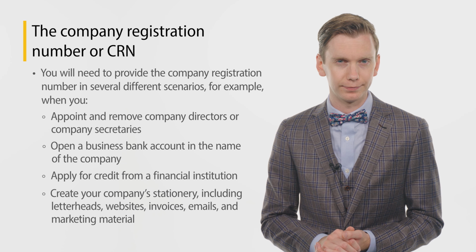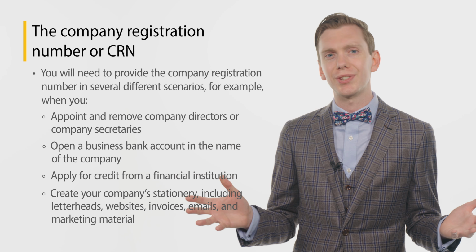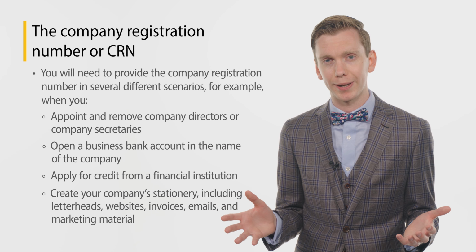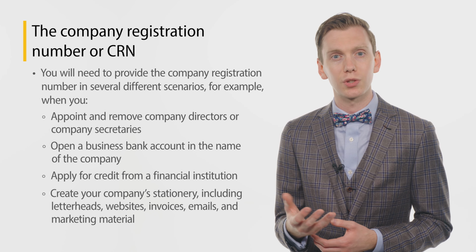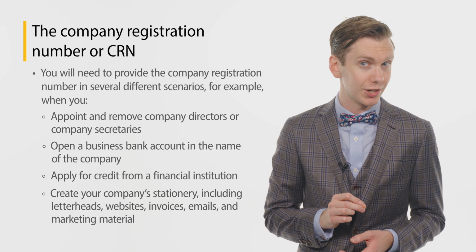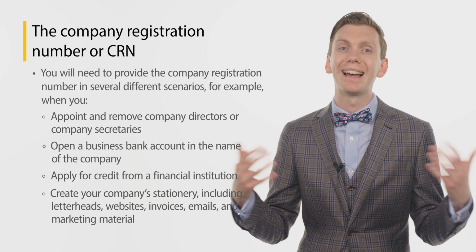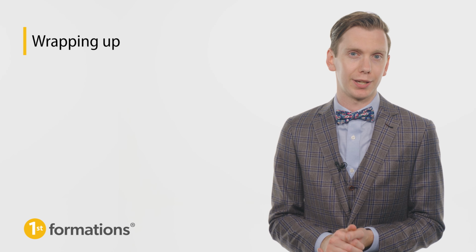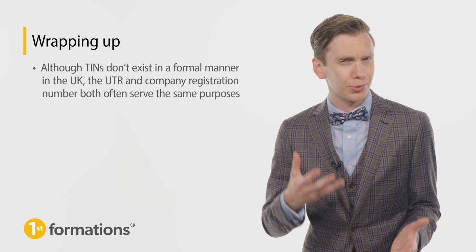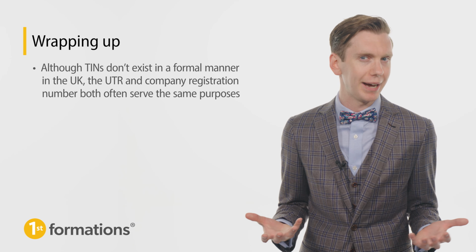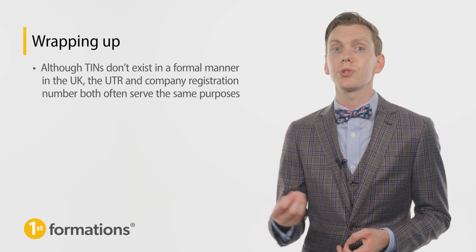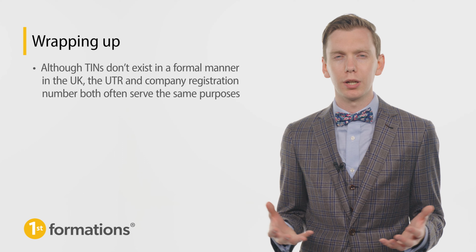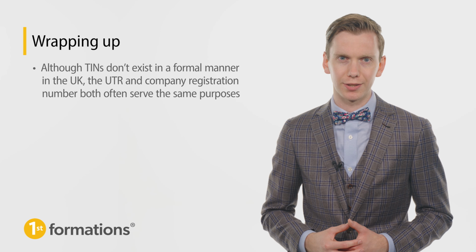marketing material. Also, when dealing with HMRC for corporation tax matters, it will often be necessary to quote both tax identification numbers, that's the UTR and the CRN. So there you have it, tax identification numbers for UK companies. As you can see, although TINs don't exist in a formal manner in the UK, the UTR and company registration number both often serve the same purposes.